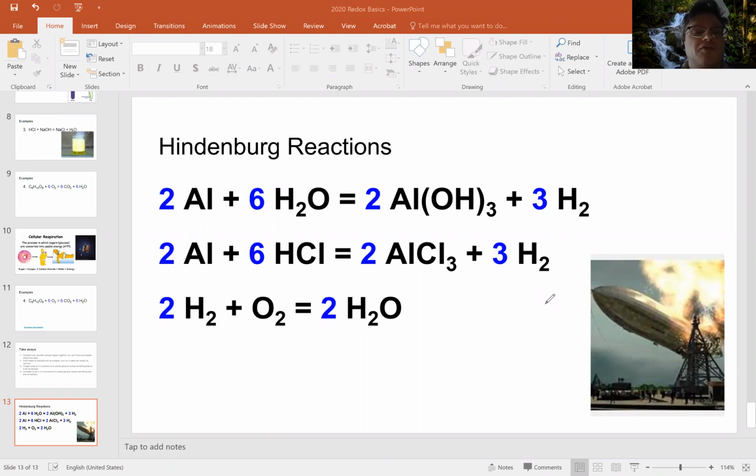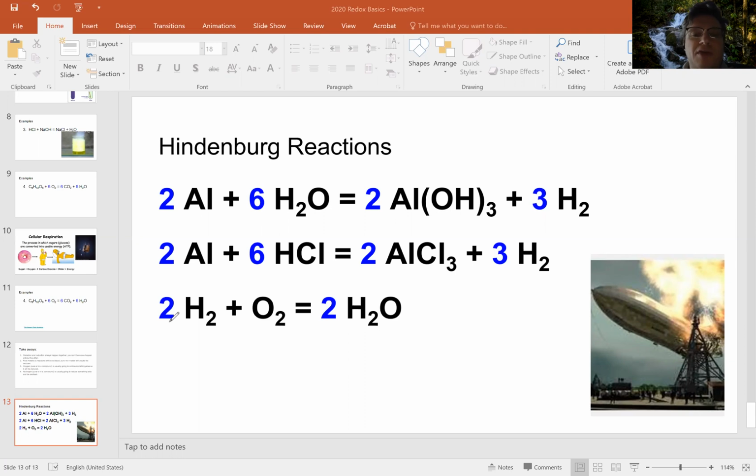So these first two reactions really weren't part of the Hindenburg disaster. I don't believe this is how hydrogen was actually made for filling the airship. It's just two different reactions that chemistry teachers can use to create hydrogen in their class to show how hydrogen is explosive. Let's look at the second one first because it's a little bit easier to grasp.